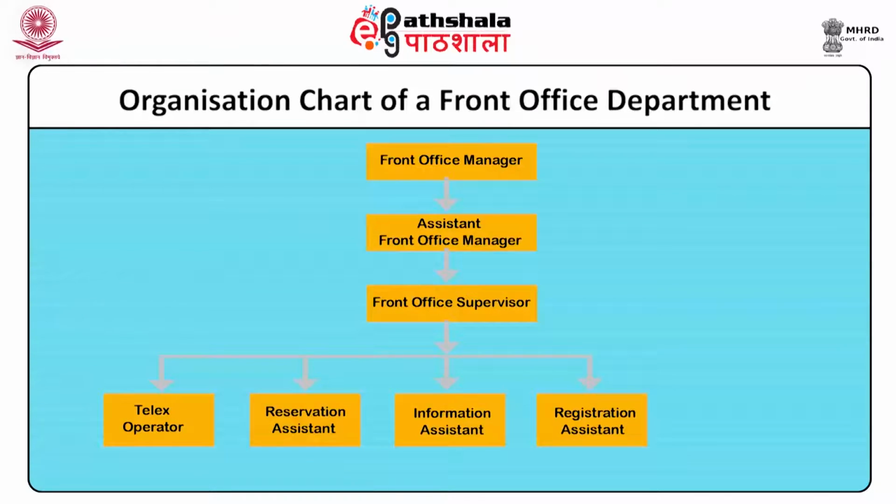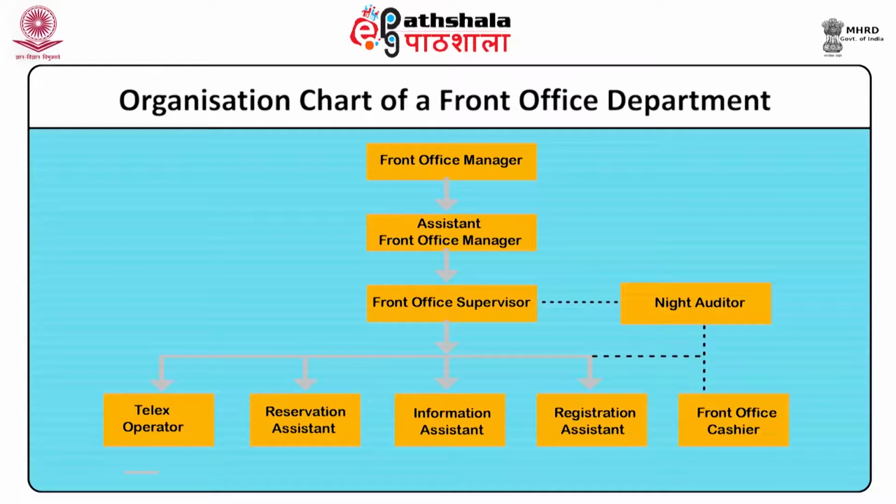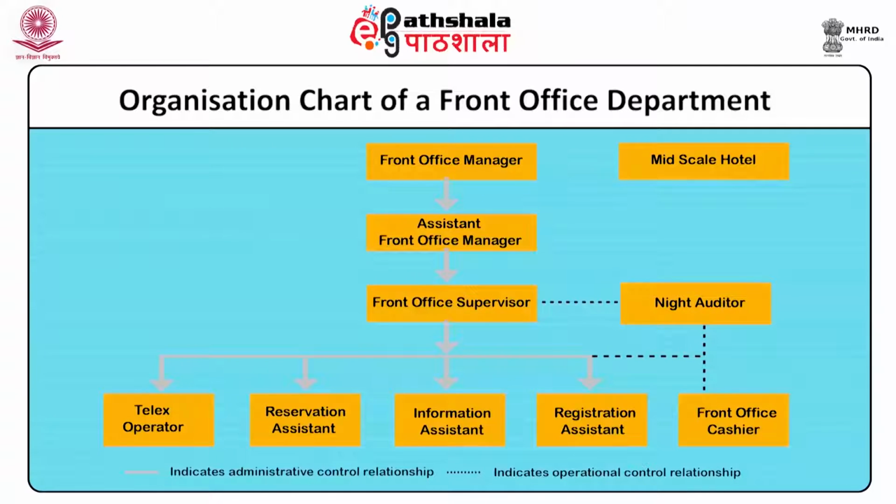Apart from this, there also exists an operational control relationship in maintaining the accounting part at the front office, namely the night auditor, who does all the accounting process with the reports prepared by the front office cashier. This is how the employees in the front office function with their own responsibilities and also coordinate with others in the department, and with all other departments too.